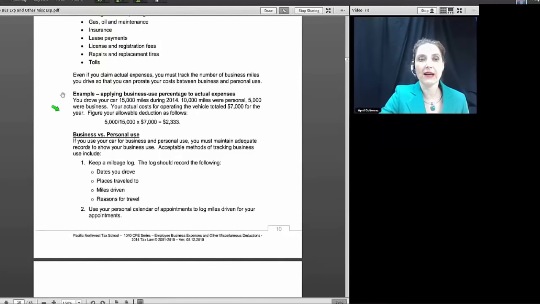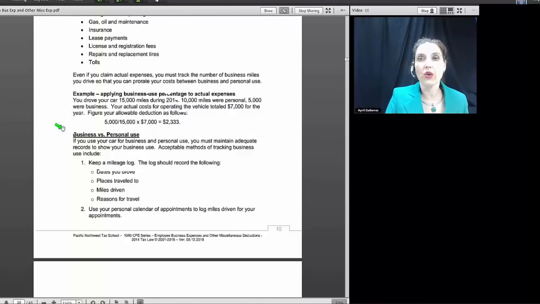And so here is an example of what I mean. You drove your car 15,000 miles during the year. 10,000 miles were personal and 5,000 were business. Your actual cost of operating the vehicle totaled $7,000 for the year. You're going to figure your allowable deduction as follows. You're going to take the 5,000 business miles and divide that by 15,000 total miles. And then you're going to multiply that by the total expenses for operating the car of $7,000. When you do that, you get $2,333.